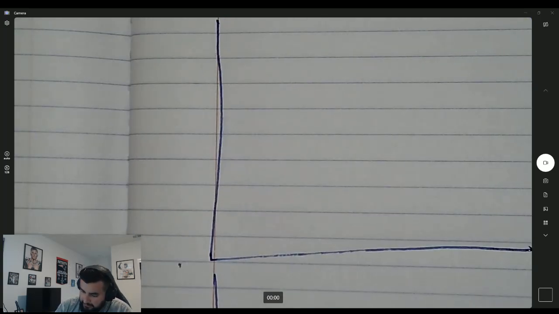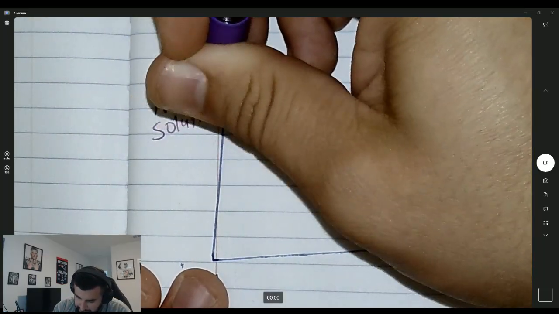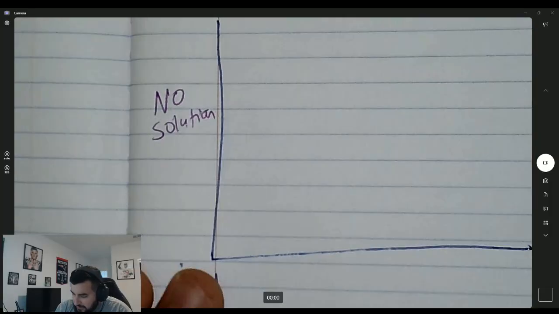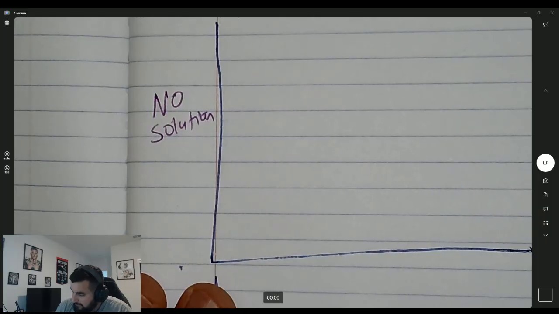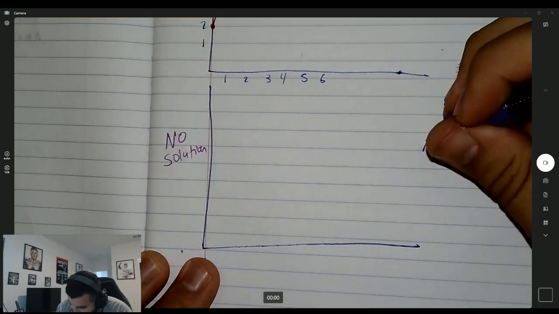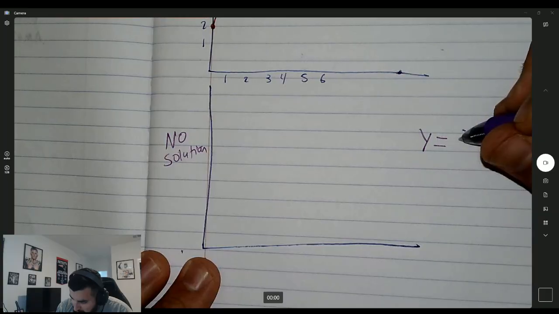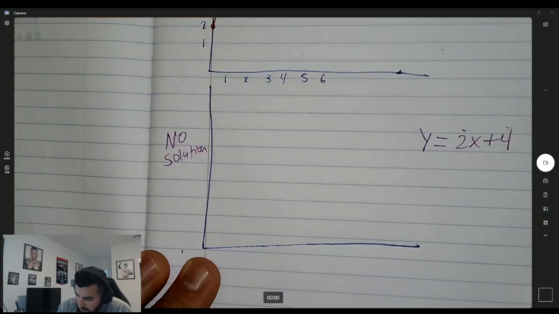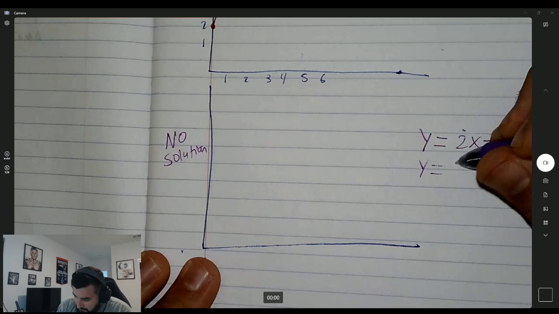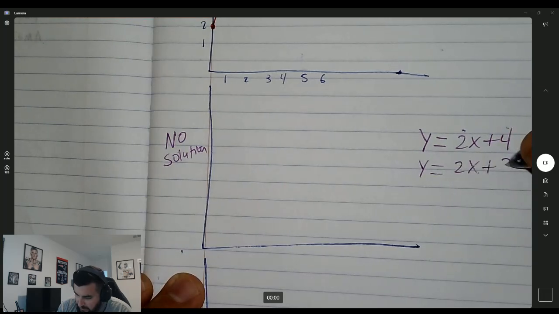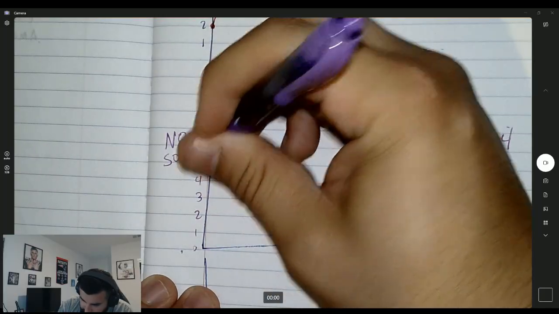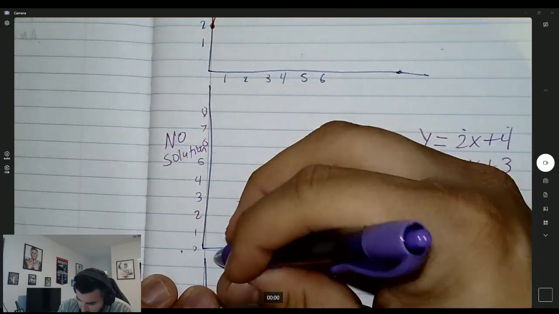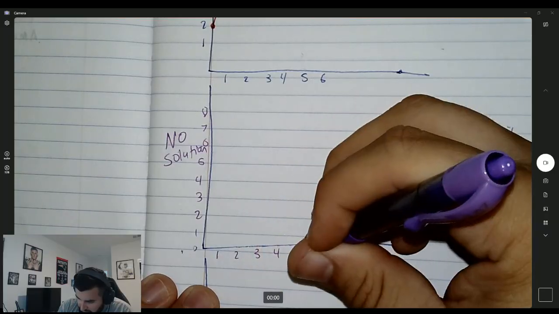A no solution. Okay? Now, a no solution, I'm going to make 2 equations over here. Oh, sorry, I got to zoom out. So a no solution may look like this. y equals 2x plus 4 and y equals 2x plus 3. 0, 1, 2, 3, 4, 5, 6, 7, 8, and 1, 2, 3, 4, 5, 6, 7, 8.